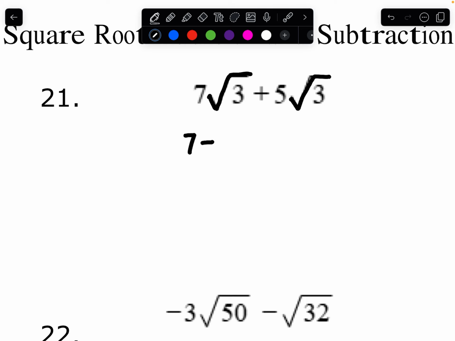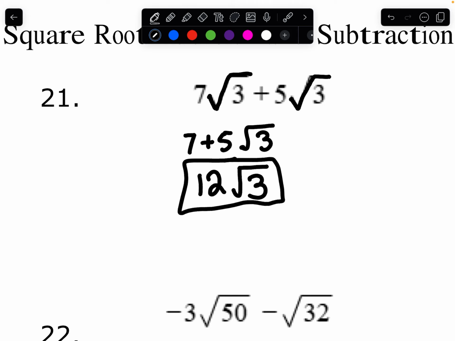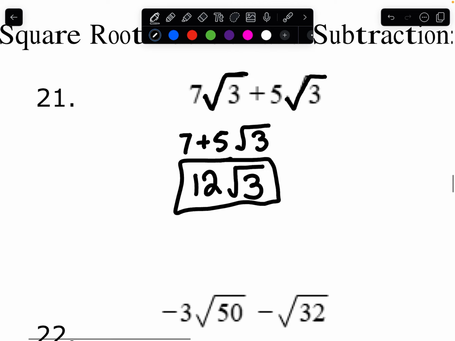So in this case, we think about 7 plus 5, square root of 3, right? So 7 plus 5, we know that's 12. Square root of 3. Okay, that's pretty easy, right? Just think about fractions when we're talking about parts of a whole, like 1/3 and 2/3 can be combined, right?